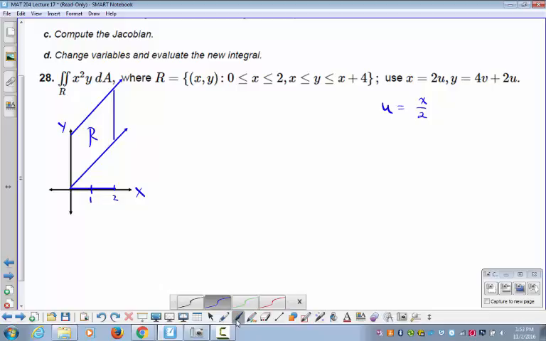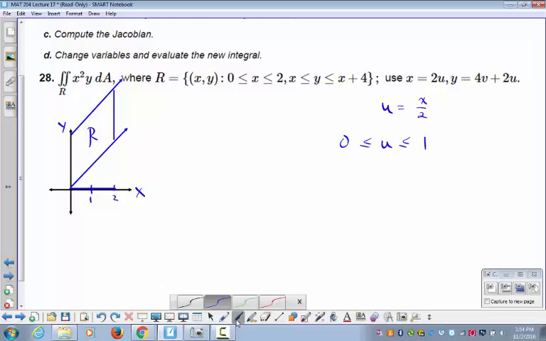Do I really need to do that? Let's see. Yeah, it's probably easiest. Okay, so u is equal to x over 2. So if x is going from 0 to 2, let's figure out what u is going from then. When x is 0, u is 0. When x is 2, u is 1.